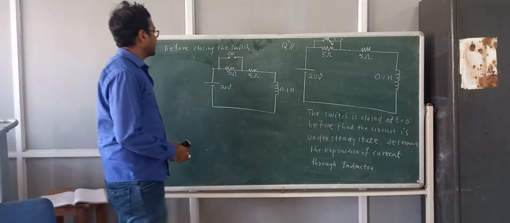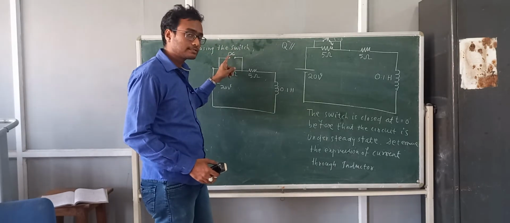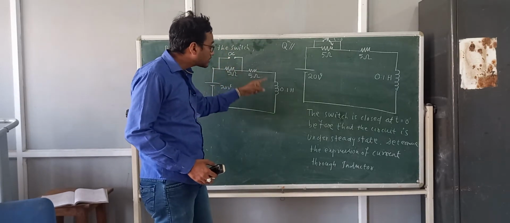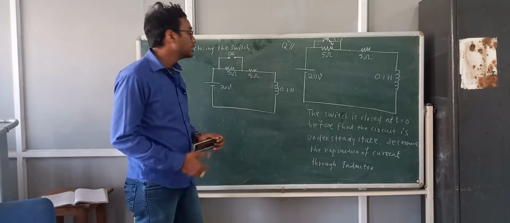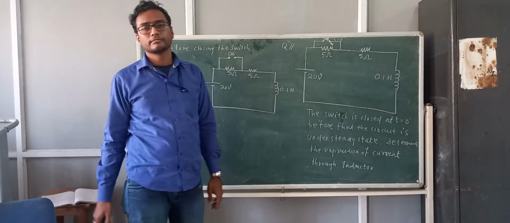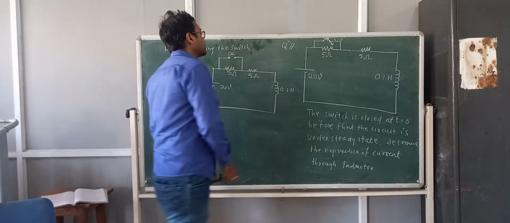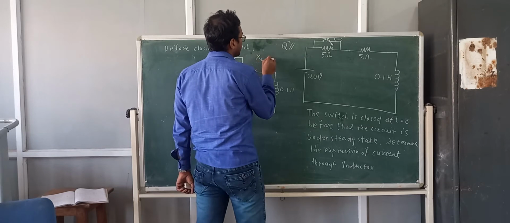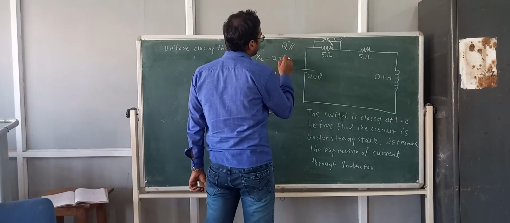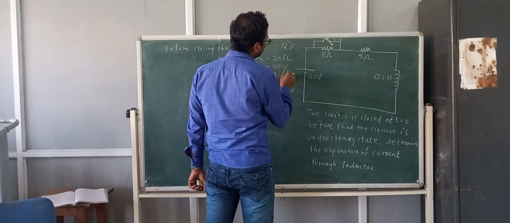So before closing the switch, the switch is open, and the circuit undergoes steady state. At the steady state, how will the inductor behave? Short circuit. At steady state, the inductor will behave as a short circuit. Why? Because what is XL, the inductive reactance? XL equals 2 pi f into L.